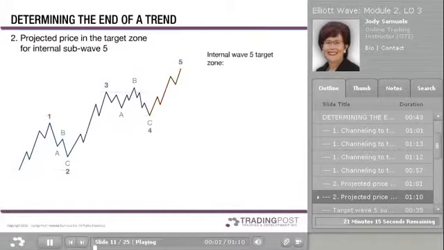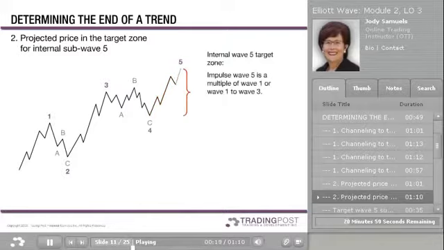Just as we target the wave 5 move, we can target the internal subwave 5 move, or the subwave 5 of wave 5 move. We do that in the same way as described in the previous slide. Again, the impulse subwave 5 of wave 5 is a multiple of subwave 1, or subwave 1 to subwave 3. When subwave 3 is extended, meaning that it has traveled further than 1.618 times the length of subwave 1, it means that subwave 5 will not likely be extended.